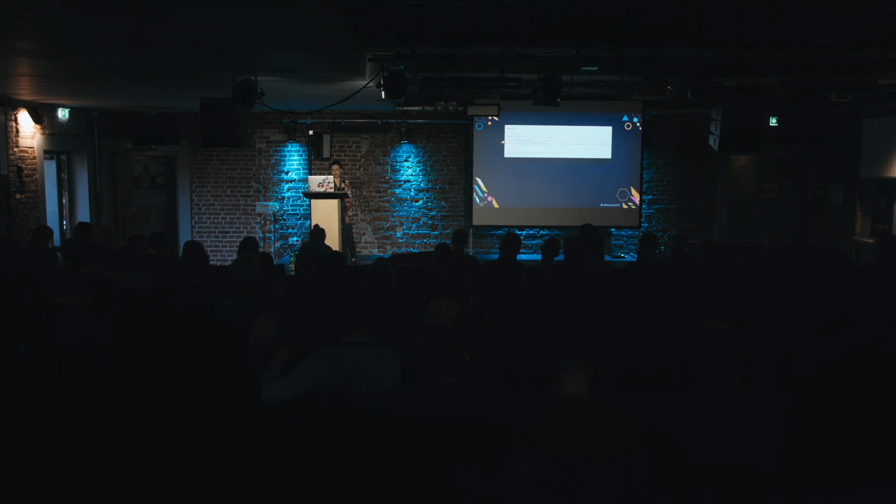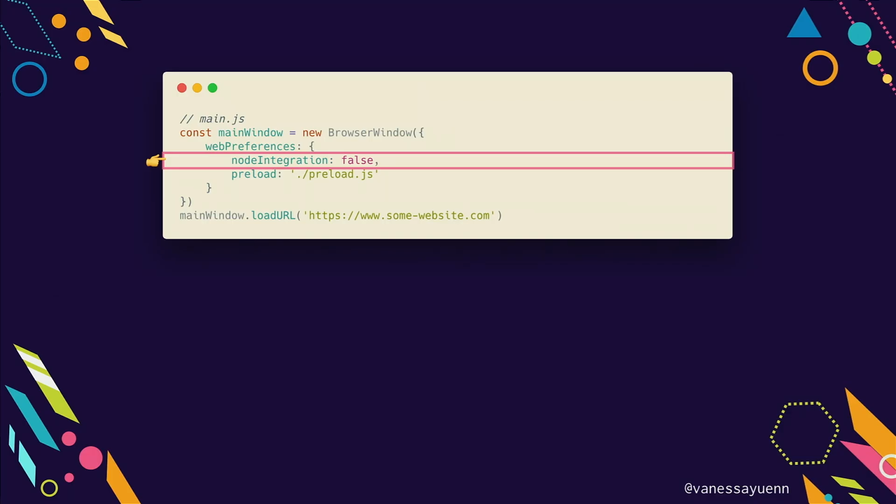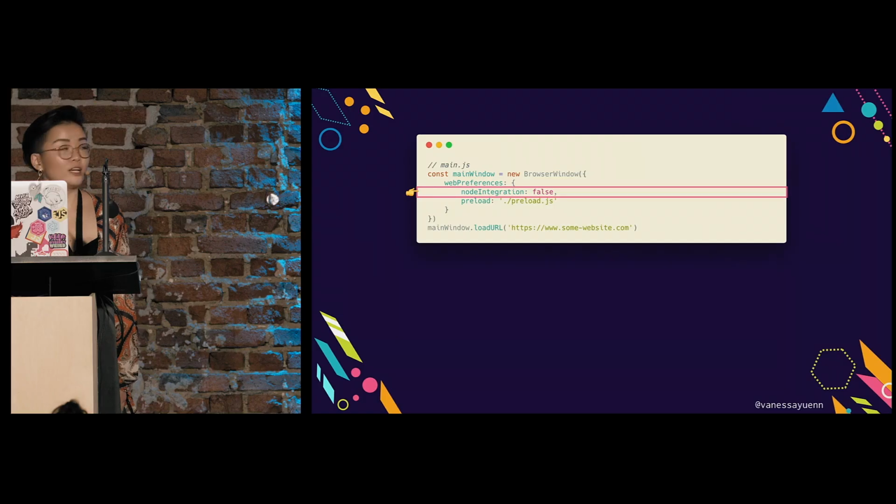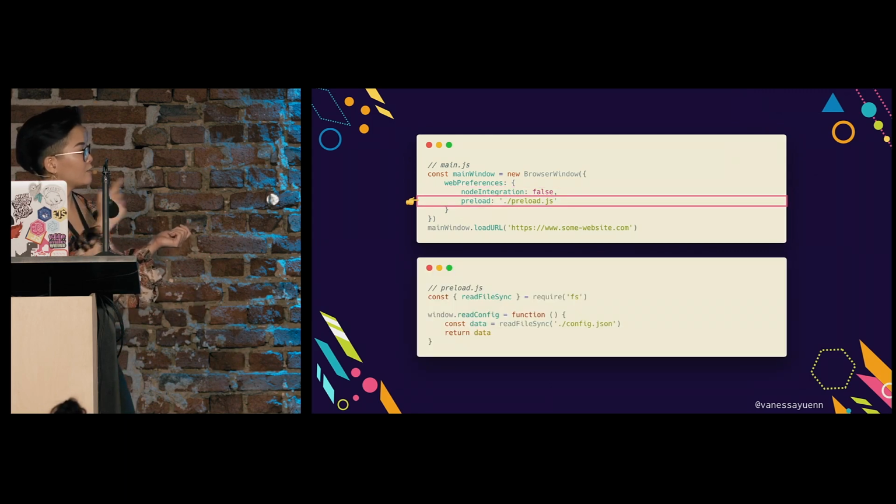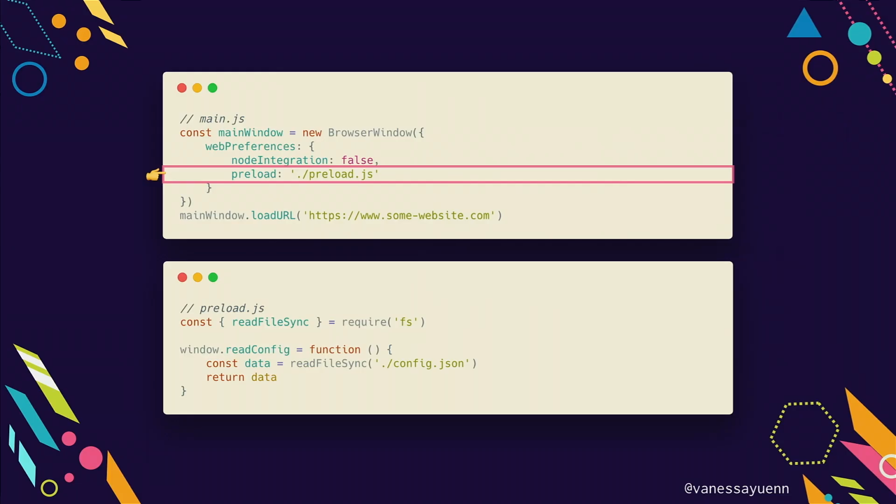So how do you do that? When you create a new browser window, you set node integration to false. But that does significantly limit what you can do in that renderer process, since now you will no longer have access to Node from there. So what you can do in addition to disabling node integration is specifying a preload script.